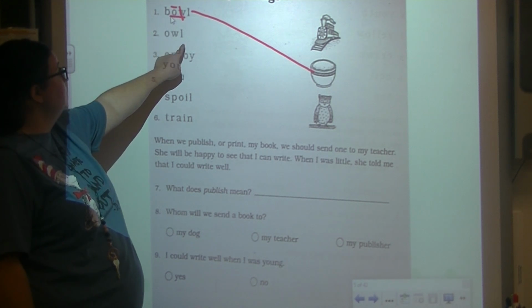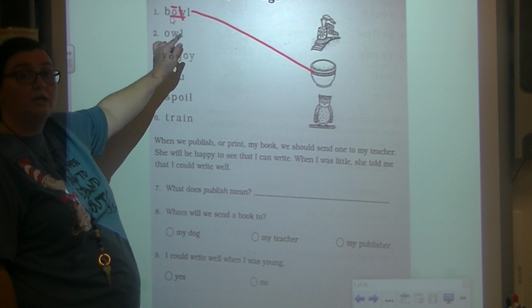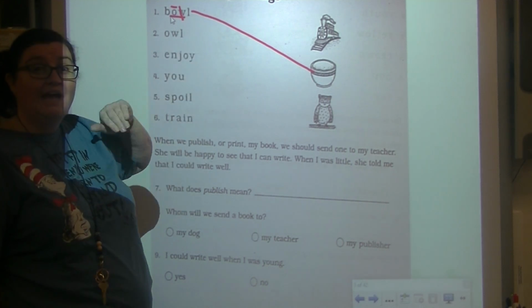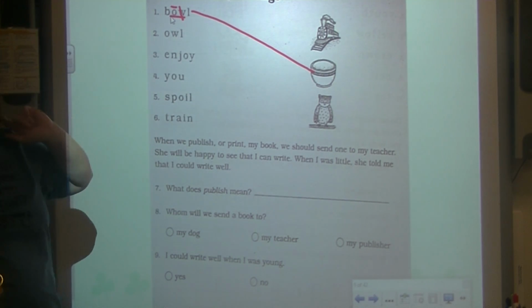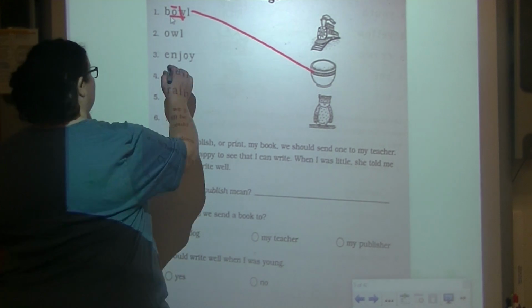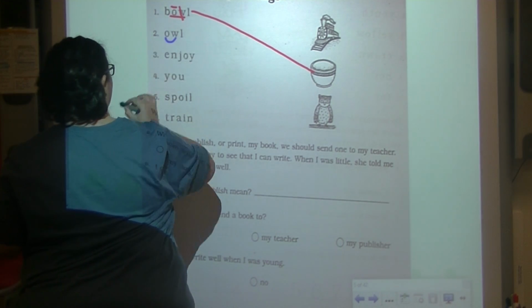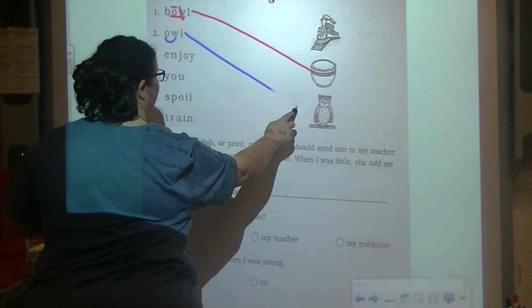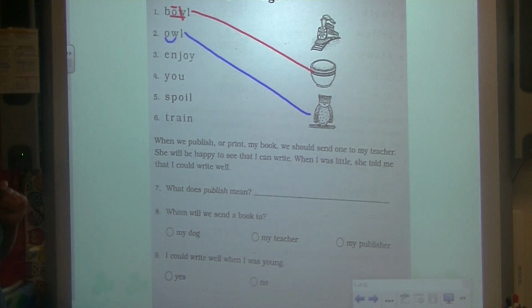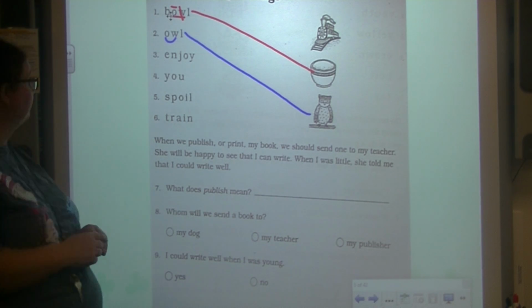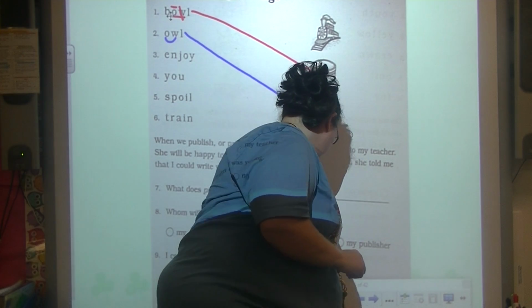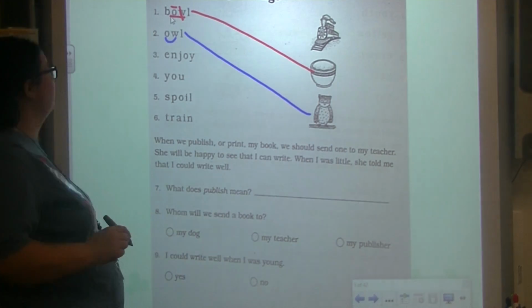All right, here we go. Ow, ooh, owl. What word? Owl. Is that a word? Yes, that's a type of bird. It works. Next word.